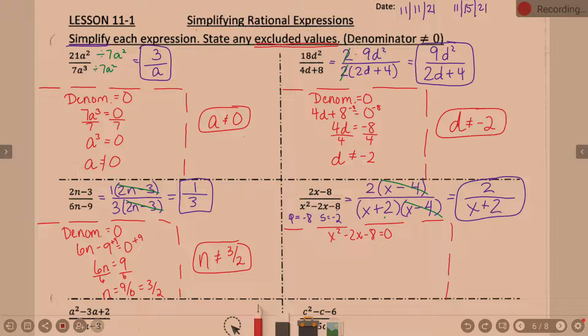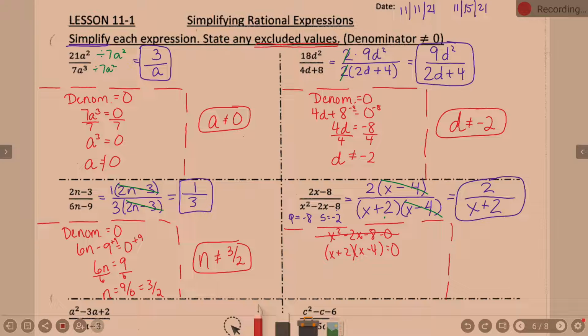Out of habit, we go back to the original denominator, right? So x squared minus 2x minus 8 equals 0. Now, here's the deal. In order to solve that, we have to go back and factor it. Is there a different version we could have used here? x minus 4, x plus 2. Yeah. Go back, don't look at what canceled, but go back to what it factored into. That factored into x plus 2 times x minus 4 equal to 0.